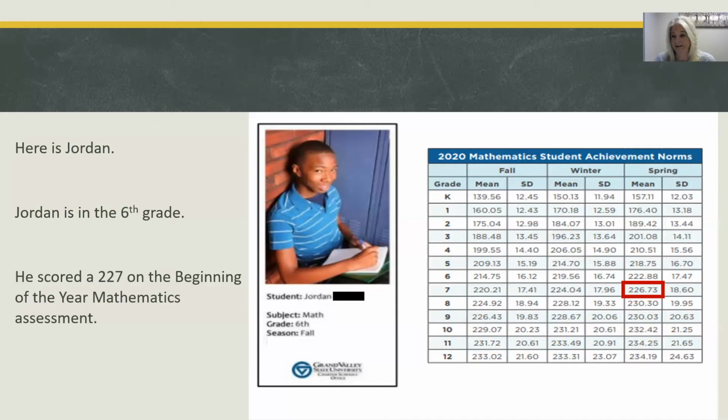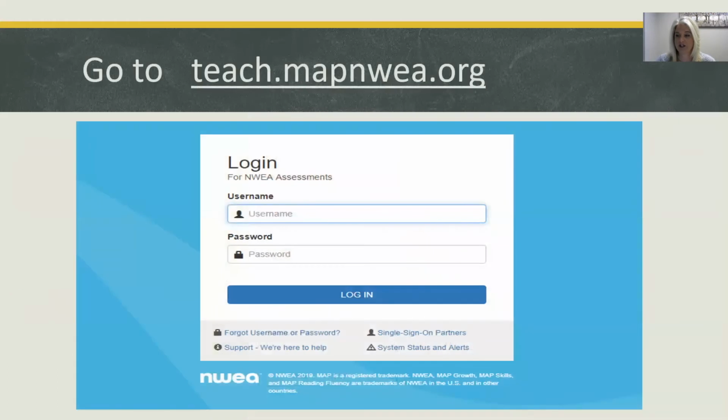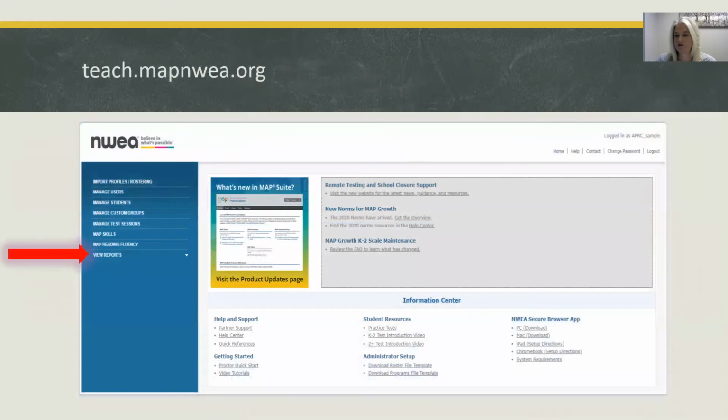We're going to dig in to the class report today, though. I want to start by looking at your class as a whole. So when we do this, we go to teach.mapnwea.org and log in. Once you've logged in, this is the screen you should see. And in this blue column right here, I always call this the blue banner. In the blue banner on the bottom, you see view reports.